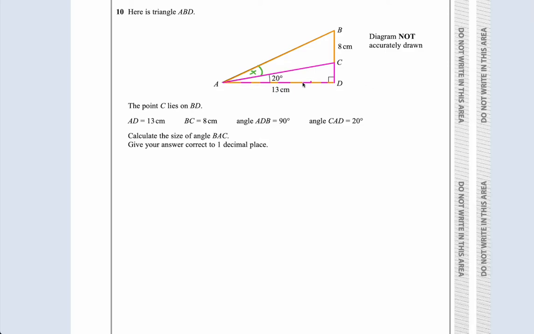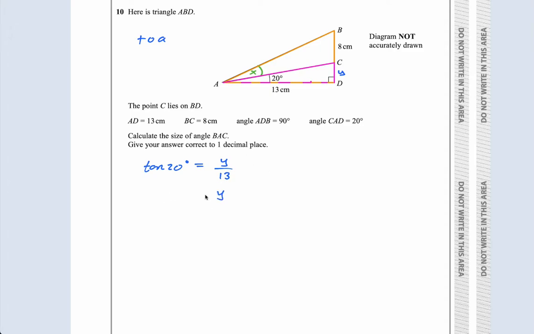Okay, now let's look at the small triangle first. If this angle's X, let's call this Y. If I can get this side here, then I can just use SOHCAHTOA with the big triangle. So let's get the small triangle first. I'm going to say tan of 20. I'm choosing tan because I have the opposite and the adjacent. So TOA, opposite over adjacent. So tan of 20 is opposite over adjacent, which is 13.